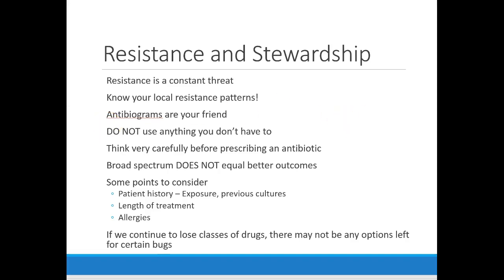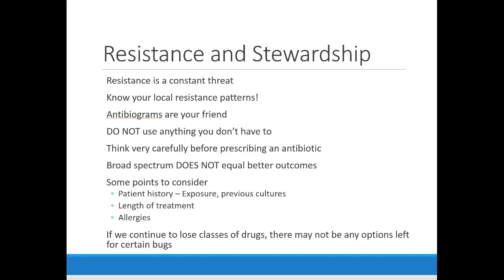Some other things to consider when you're prescribing antibiotics: your patient history. Have they been exposed to something, whether it's a family member, a friend? Is there some clue as to what they might have got? Like, if you have a person who's coming in with a lot of diarrhea and their friend that they just had dinner with had a C. diff infection recently, well, there you go. There's clues you can look into, of course, like that.